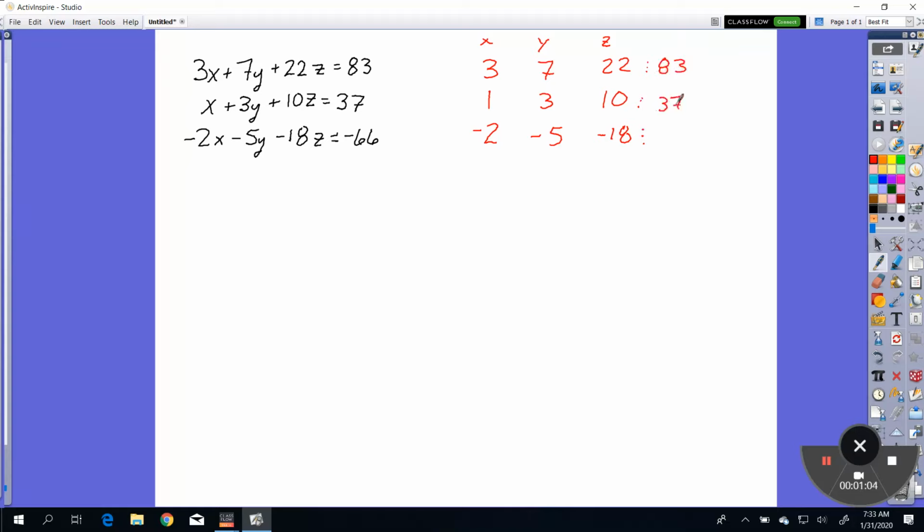Okay, so now it's turned into a matrix. This is now a matrix.